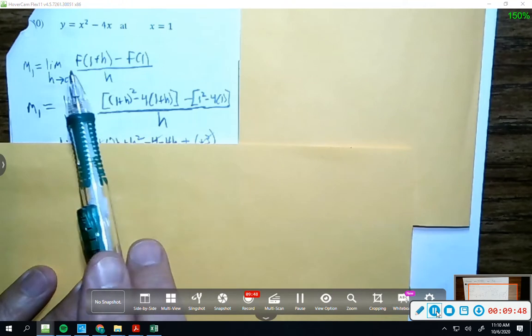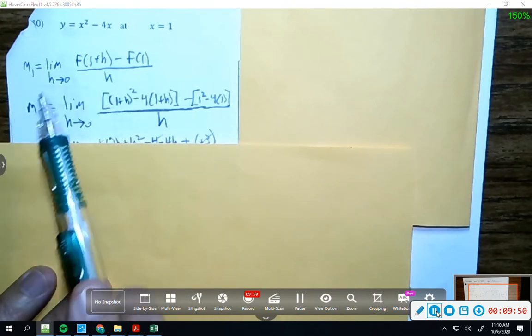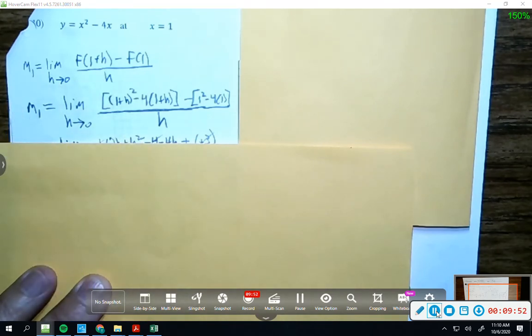This will not be provided to you: the slope at any point a is the limit as h approaches 0 of f of a plus h minus f of a, all over h. I will say it frequently.